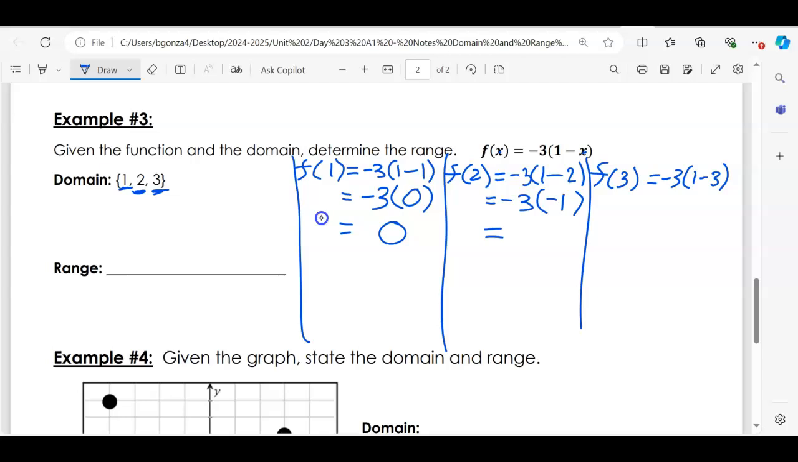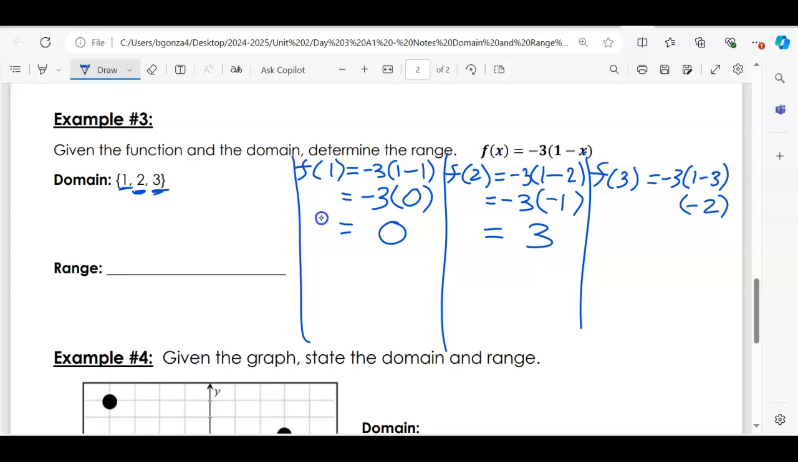Negative times a negative is a positive. 3 times 1 is 3. You're multiplying. All right, last one. 1 minus 3 in that parentheses. What's 1 minus 3? 1 minus 3 is -2.